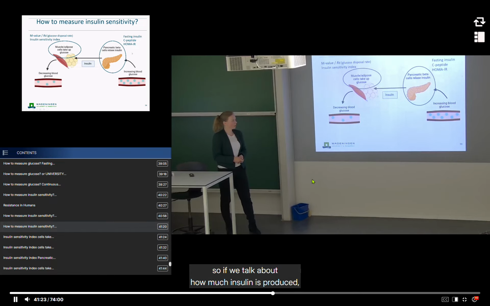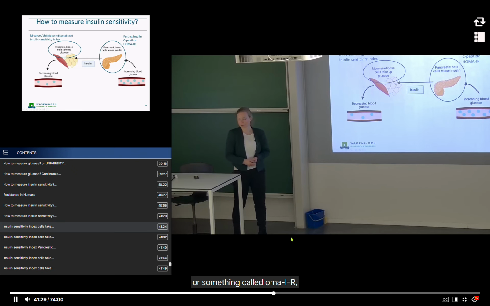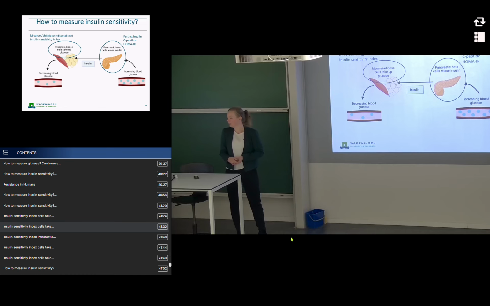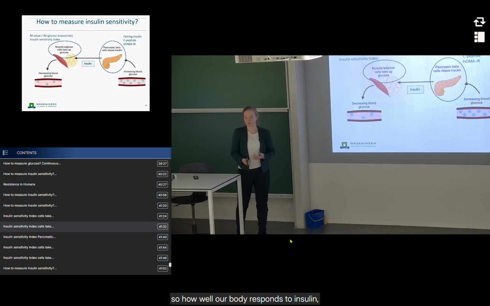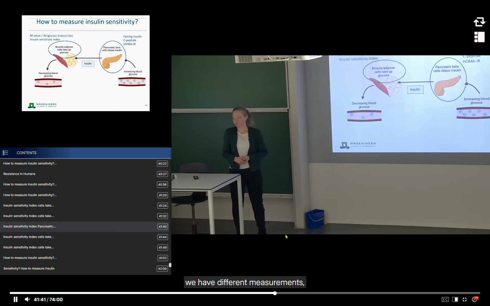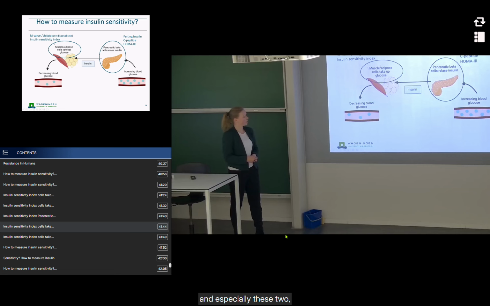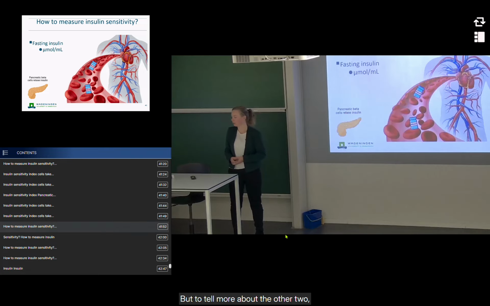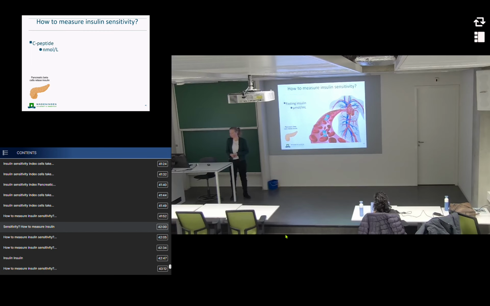If we talk about how much insulin is produced, we have, for example, measures of fasting insulin or C-peptide, or something called HOMA-IR. And if we talk about how sensitive our body is to insulin, so how well our body responds to insulin and how well our body can take up glucose, we have different measurements: M values and insulin sensitivity indexes. Especially these two, we will also use during the assignment on Thursday. But to tell more about the other two, fasting insulin, as I said, insulin is just circulating in your body, and you can measure the levels of insulin when people are fasted, same as we do with glucose levels.